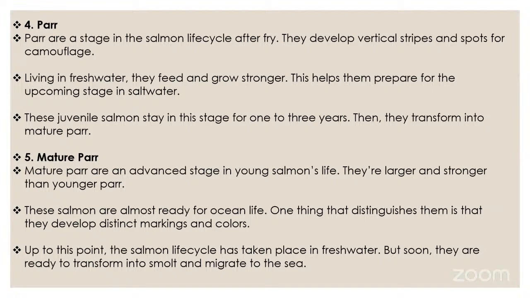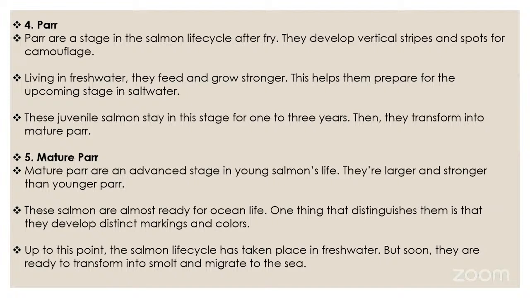Now, these juvenile salmon stay in this stage for 1 to 3 years. How interesting it is. Then they transform into mature par. So the 3 years they will be in the juvenile stage only. That is the young fish. That is the reason in the beginning we were discussing their lifespan is big. So once they complete this, after 3 years, then they mature into matured par.